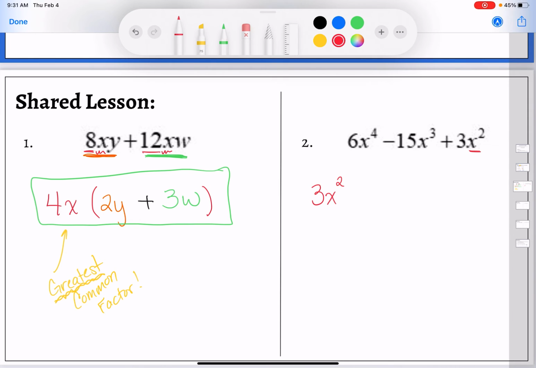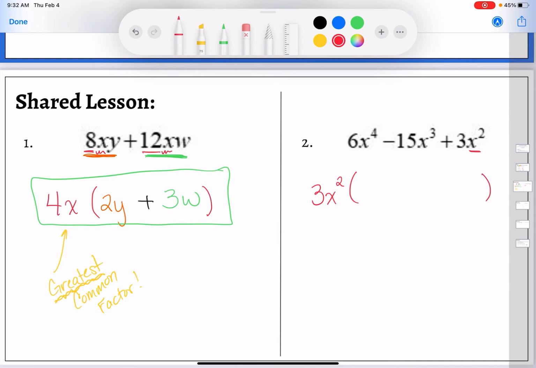I can't take 3 out to the front because then that last term, how am I going to take 3 x's away when there's only 2 to start with, right? So just think of how many do they all have. If they have more than that, okay, but what's the least number that they have, and that's what you can bring out as your GCF, okay?